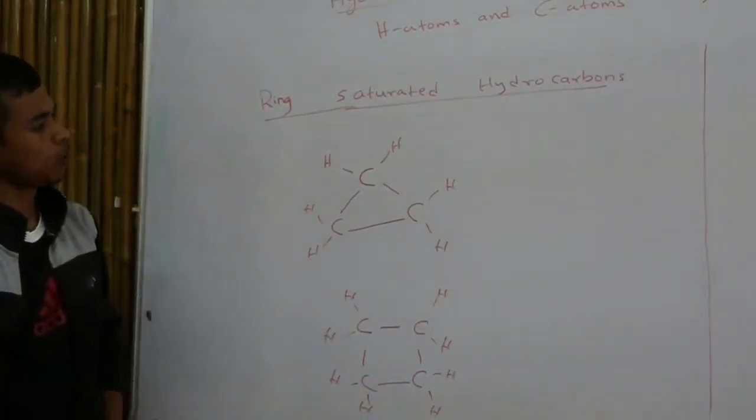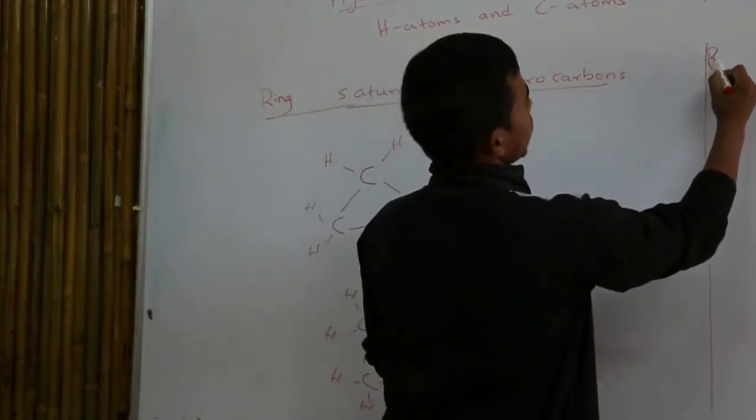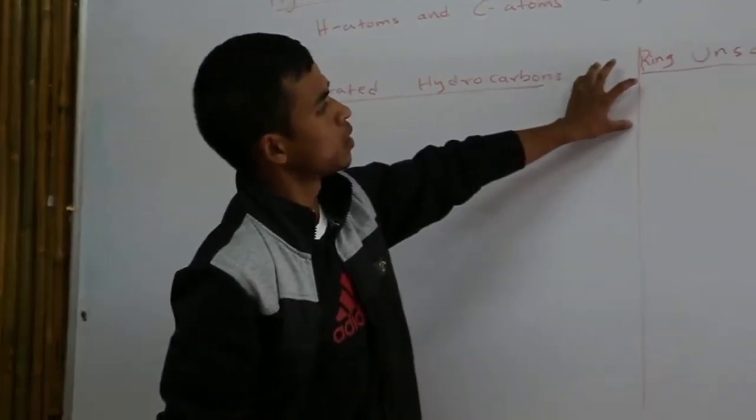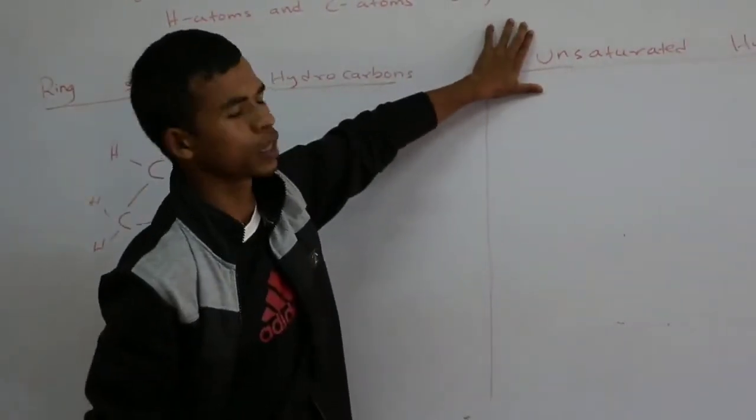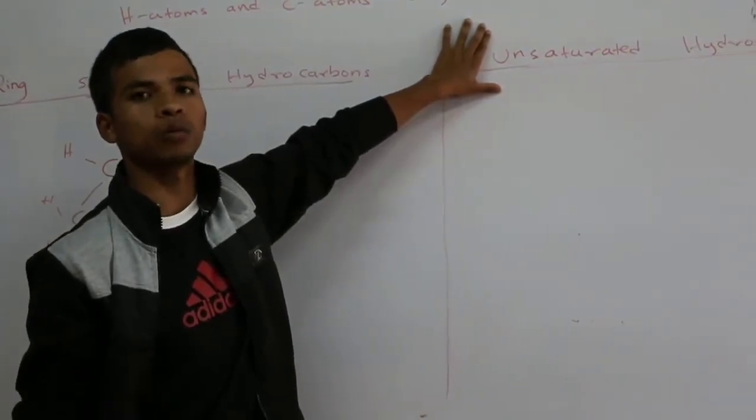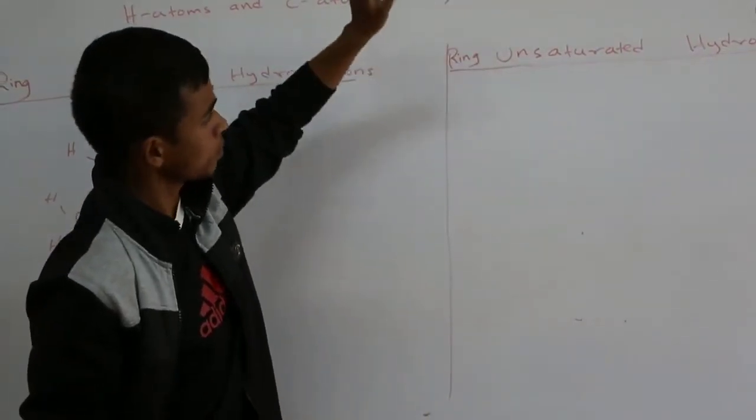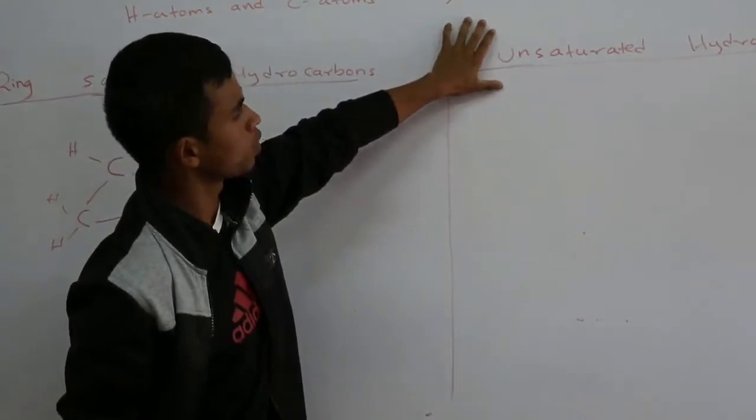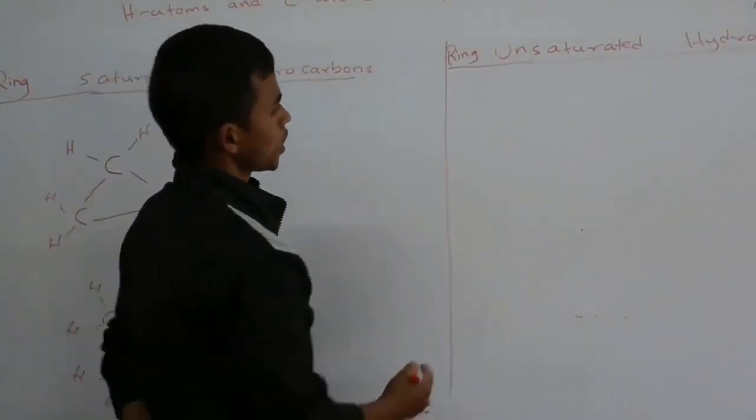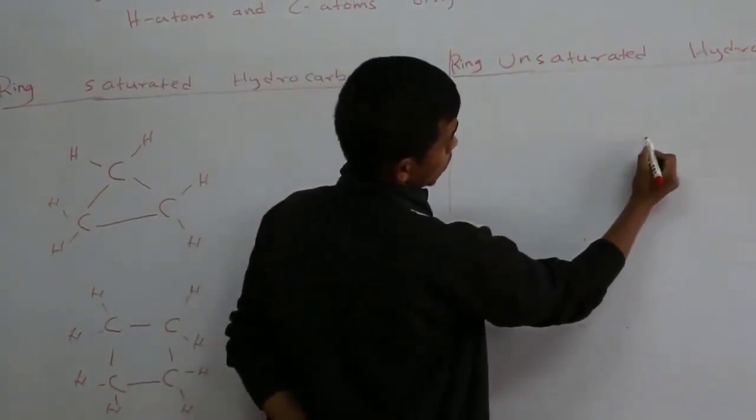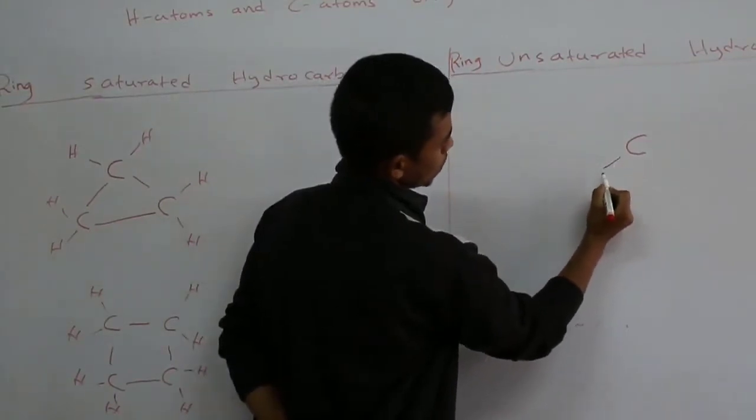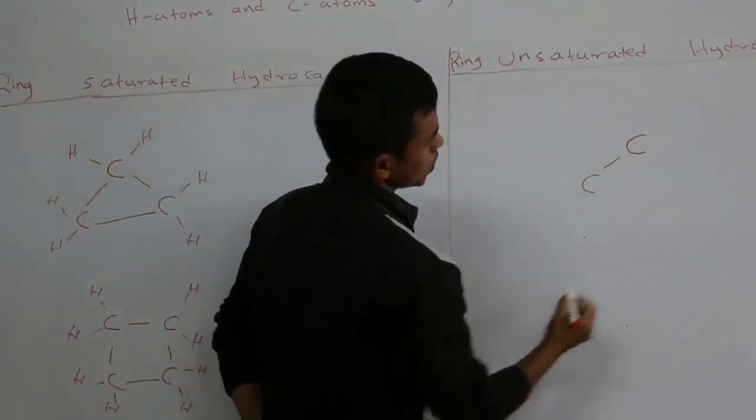And in the case of ring unsaturated hydrocarbons, first of all they are unsaturated hydrocarbons, so there exist double covalent bonds between the carbon atoms. Again the carbon atoms are arranged in the form of a closed structure, and an example of this is benzene.